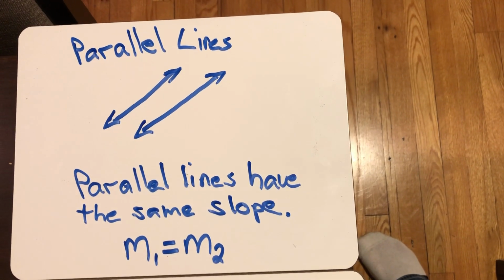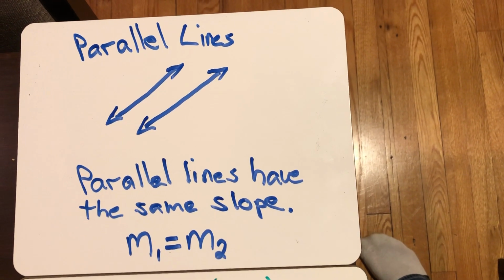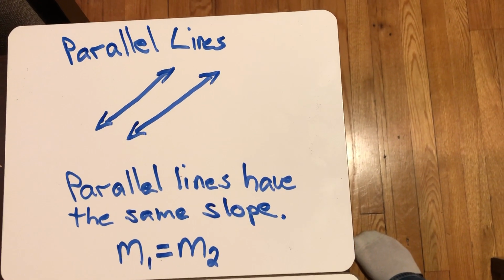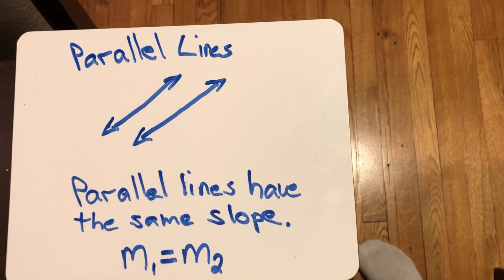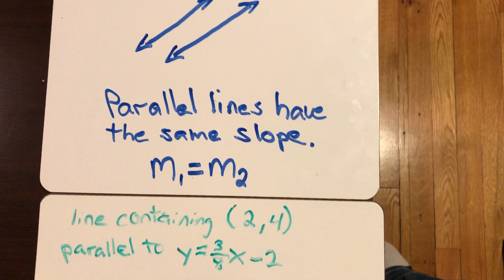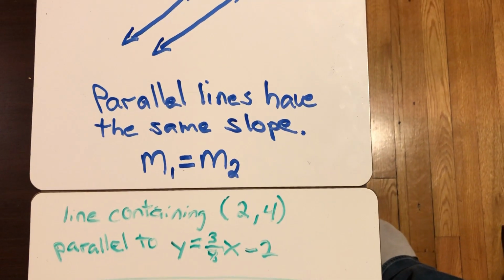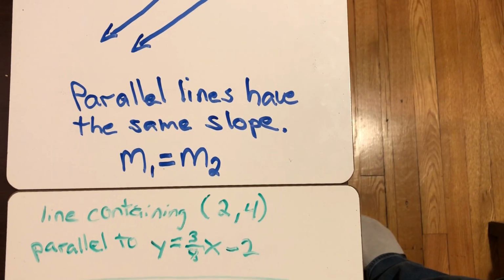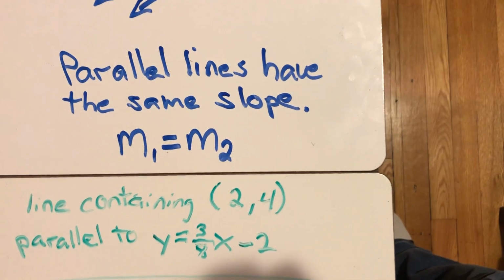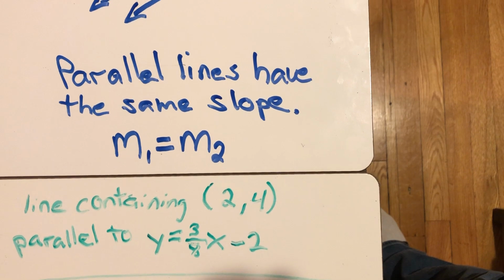Now remember, m is our slope. So m1 equals m2 is the equation that we use to show that the two slopes are equal to each other: the slope of line 1 is equal to the slope of line 2. Now how we're going to use that: I want a line containing the point (2, 4) that is parallel to y equals 3 over 8 x minus 2.